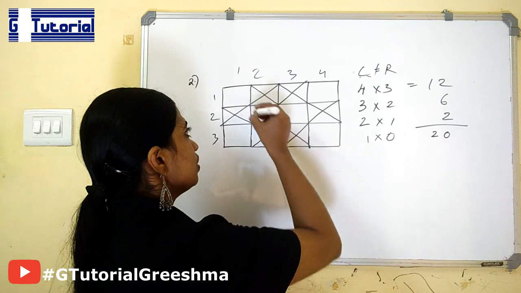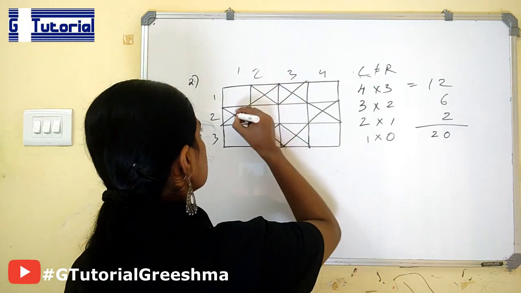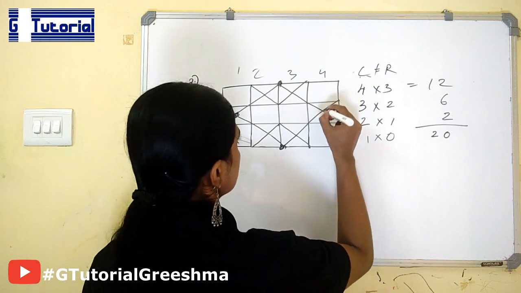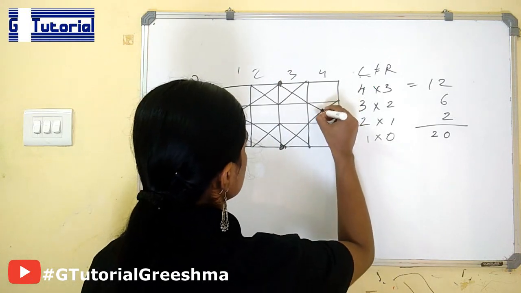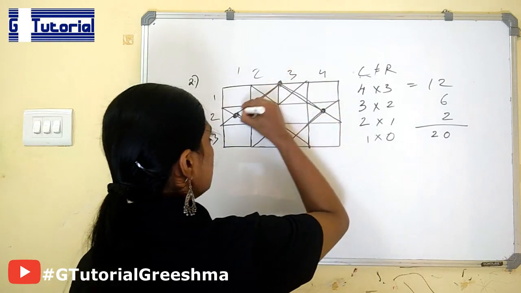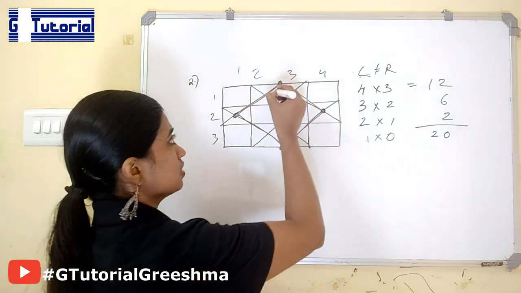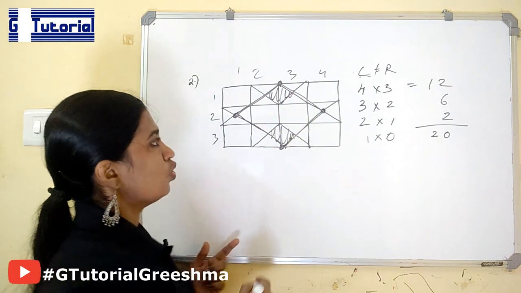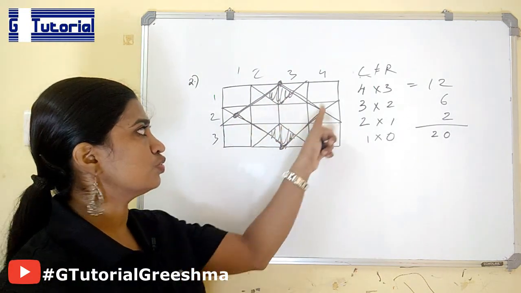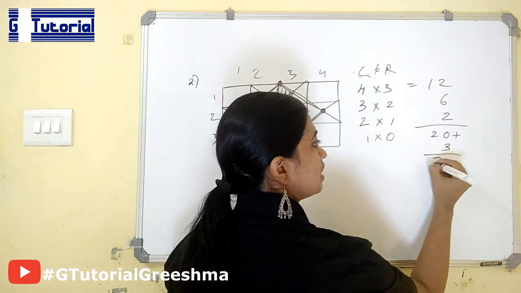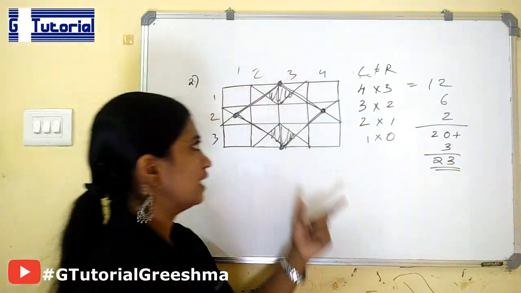Then you can count a square like this. These are its vertices. So this is a square. Then you can form 2 more squares. This is a square and this is a square. So 1, 2, 3. So 20 plus 3. 23 is the number of squares present in this figure.